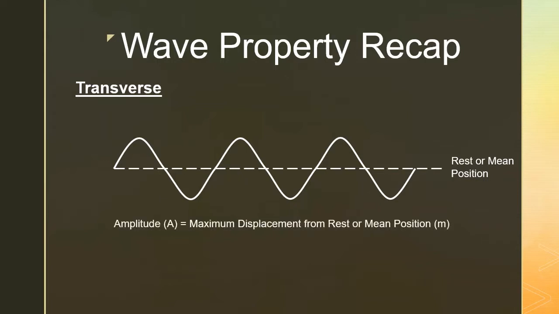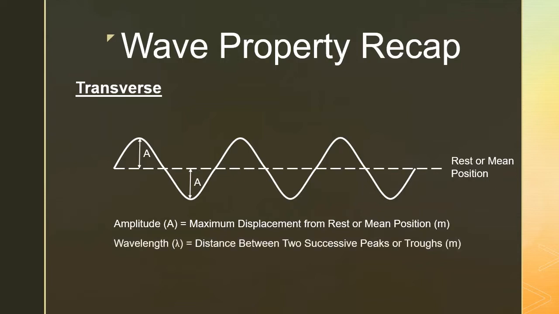Other things we need to consider are what the amplitude is. Now the amplitude, the definition is the maximum displacement from the rest or mean position. So we can either have that above the rest or mean position as indicated here, or it could be below. Those two would be the same. What it's definitely not is the distance from the top of a crest to the bottom of a trough. That would be twice the amplitude. So the amplitude is the distance from the top to the rest position or from the bottom to the rest position.